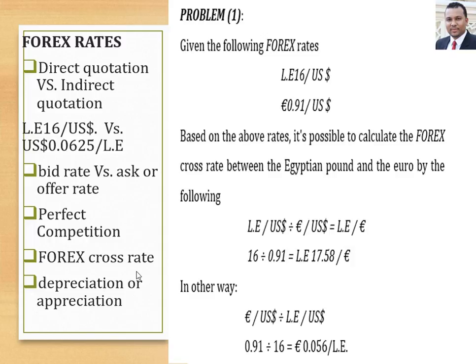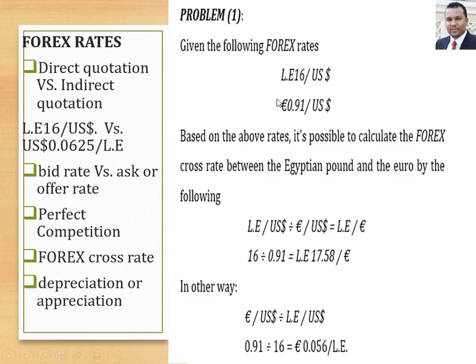Forex cross rate. For example, in problem 1, given the following Forex rates. Suppose the Forex rate is 16 Egyptian pound per US dollar and 0.91 euro per US dollar. Based on the above rates, it's possible to calculate the Forex cross rate between the Egyptian pound and the euro as follows. The first relationship, 16 Egyptian pound per US dollar, is equal to Egyptian pound divided by US dollar. As seen, Egyptian pound divided by US dollar equals 16.